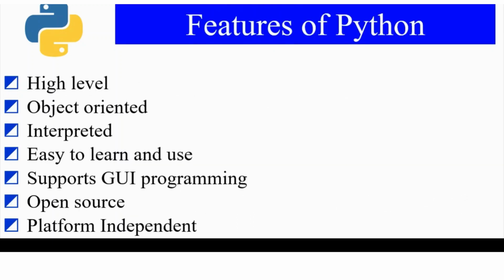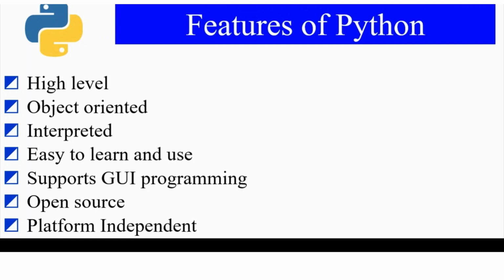analysis. The features of Python, or you can say the advantages or the characteristics of Python are: it is high level, it is object oriented, it is interpreted, it is easy to learn and use because of its small amount of coding and very simple syntax, so that you can start learning Python without having any prior knowledge of the programming world.